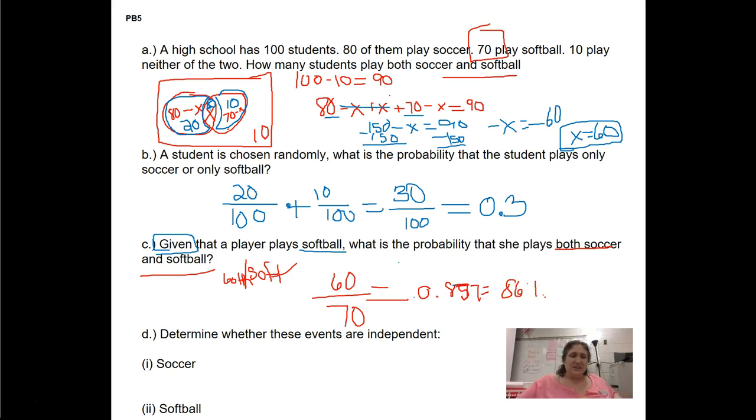Next, determine whether these events, soccer and softball, are independent. For independence, which has to do with probabilities, we use the formula sheet. It tells us that events are independent if the probability of A and B happening equals the probability of A times the probability of B. For soccer, the probability, I don't even know if I want you to do this. Guys, we're not going to do this question. Exit out. Done. This is not a good example. You're done. Woo!